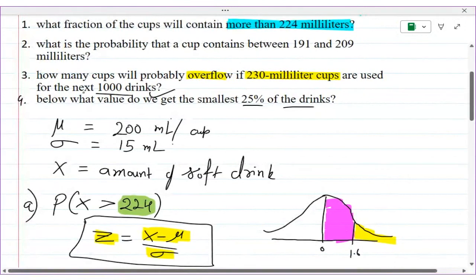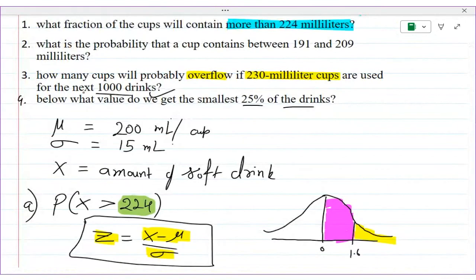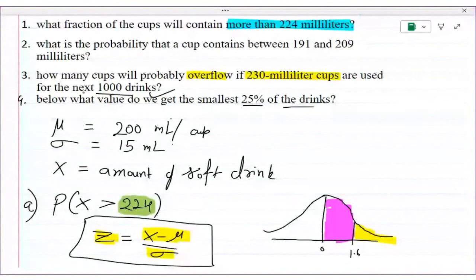So we need to find, like, we are filling the soft drinks in the cups, right? And there are different possible values, but the average value is 200 milliliters. So sometimes it may be more than 200 milliliters, sometimes it may be less than 200 milliliters, right? Now we need to find the value below which the smallest 25% of the drinks will be made.